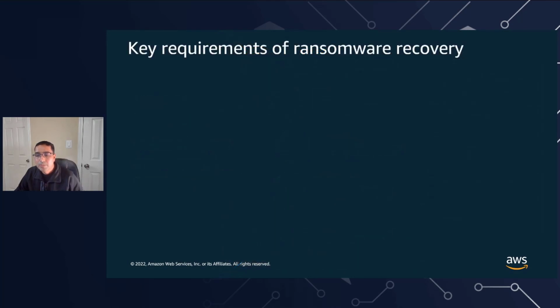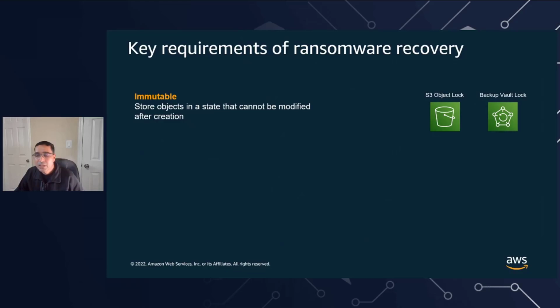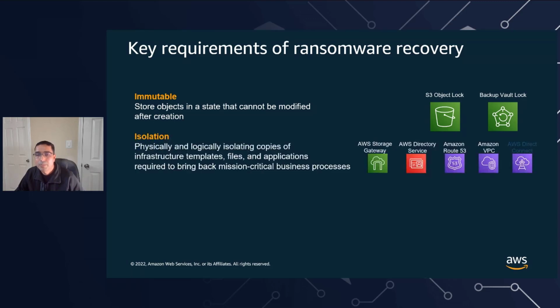So the key requirements for recovery strategy are immutability. So the stored objects should be in a state that cannot be modified by anyone after creation. As Marcos went over, we have the S3 object lock feature and the AWS Backup Vault feature to help in this regard. Next important characteristic is the isolation.